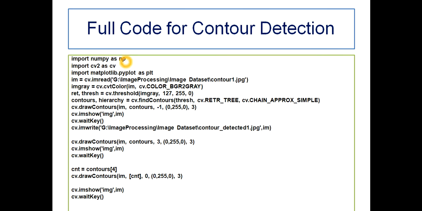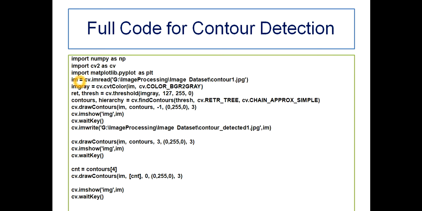Import numpy as np, import cv2 as cv, import matplotlib.pyplot as plt. You can skip this last line as we are not using it here. Now, im = cv.imread, where we provide the path where the image is stored. In this case I am using a synthetic image, one I created myself, just a test image. You can take any image for your own purpose. In my case the image is contour1.jpg.